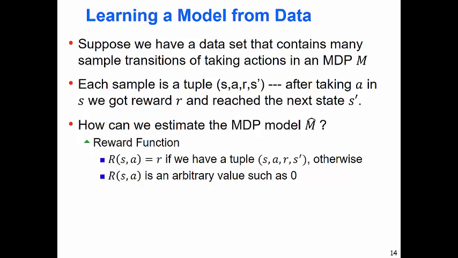All right, so how about the transition function? How can you estimate the transition function using this data? Each of these is an example transition. I took A in S, and I saw S prime after. So any ideas? Count and divide. Okay, count and divide.